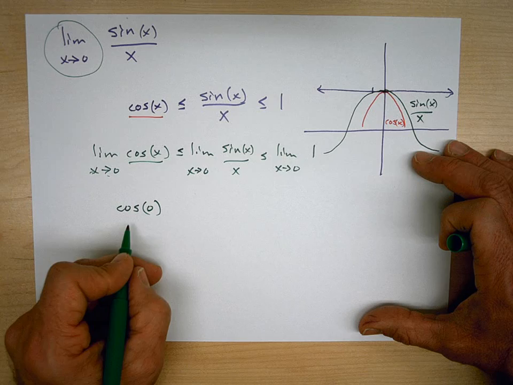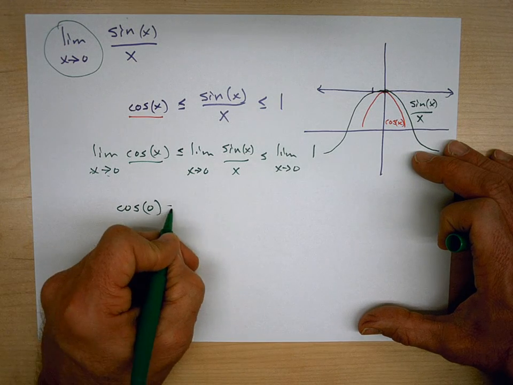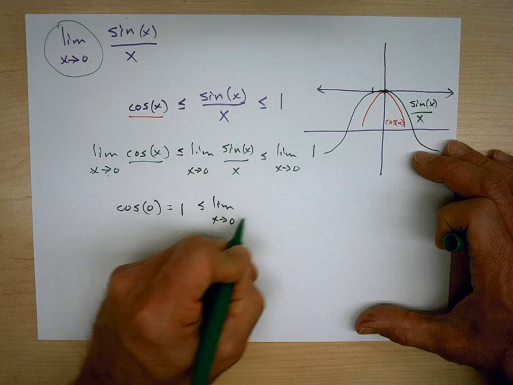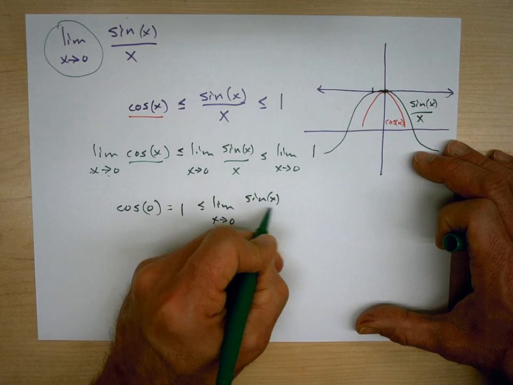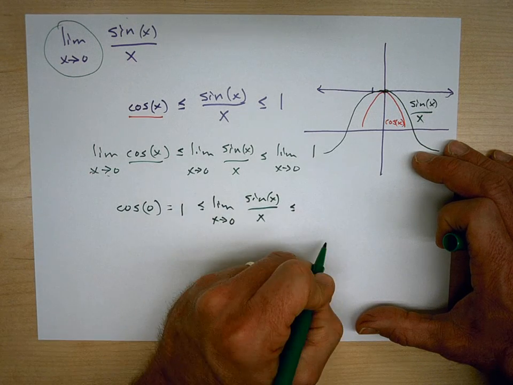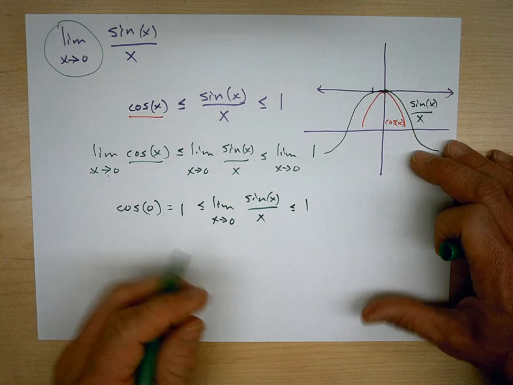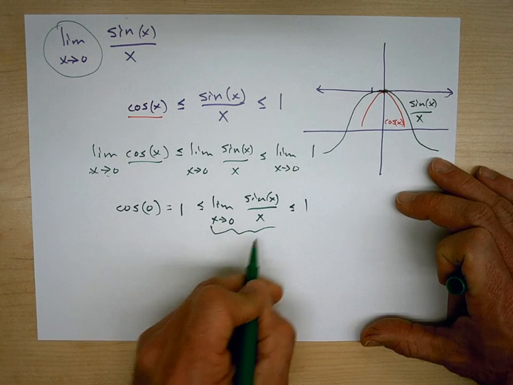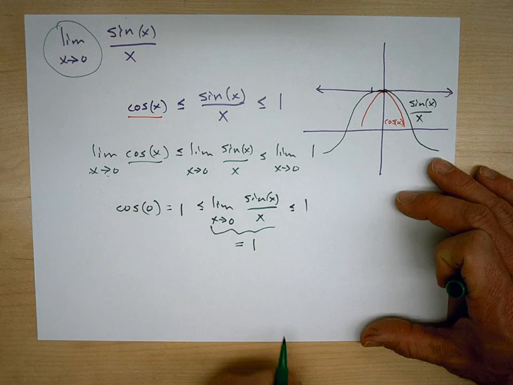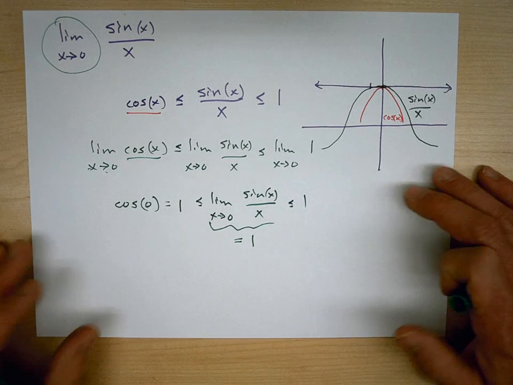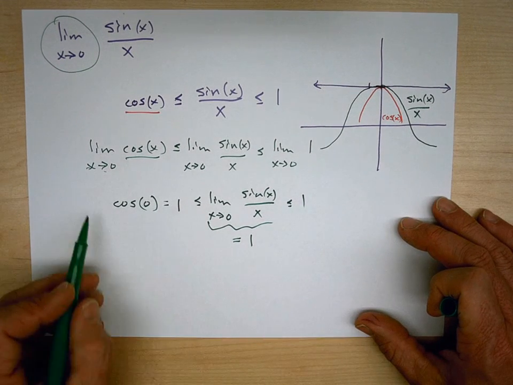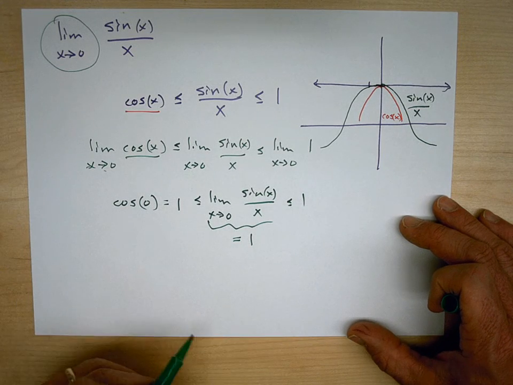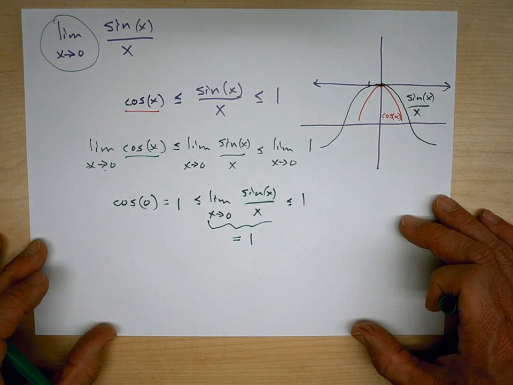Well, it turns out that this is also 1, right? So there's 1, and then in between here we have the limit as x approaches 0 of sine of x over x, which is less than or equal to 1. All right, so if it's greater than or equal to 1 and less than or equal to 1, then this also must be equal to 1. So this is a way to show with some mathematical certainty that this limit is indeed 1. And it agrees with our investigation that we did graphically and numerically.